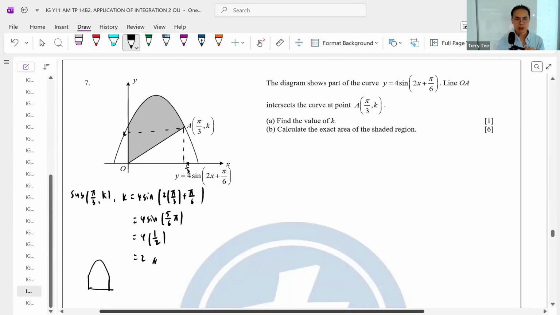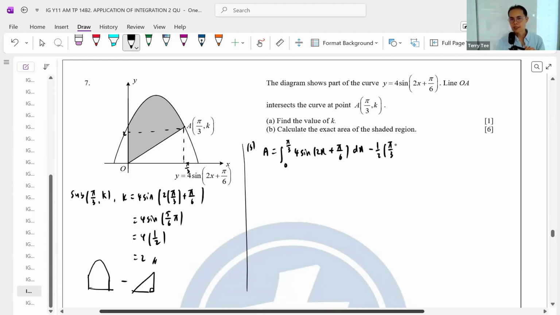So this is your integration here. Then I minus the triangle. Okay, area of integration, you can integrate from 0 to pi over 3. Your function is 4 sine of 2x plus pi over 6 dx. Area of triangle is half times base times height. Your height is 2. So when you integrate sine, you should get cos, but there's a 2 here. So you need to take 4 divided by 2, and there's a negative. Integrate sine is negative cos. You are left with cos of 2x plus pi over 6. Your limit is from 0 to pi over 3. Then this can cancel, it is pi over 3 itself.